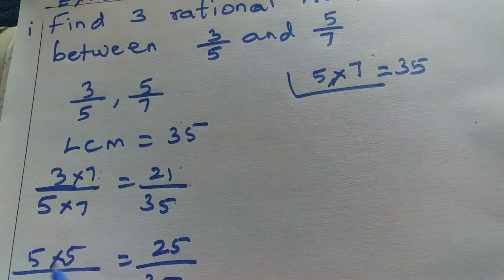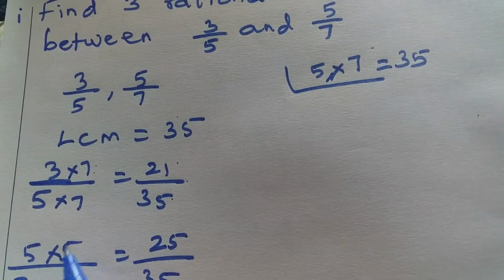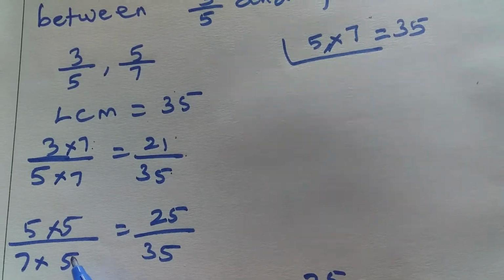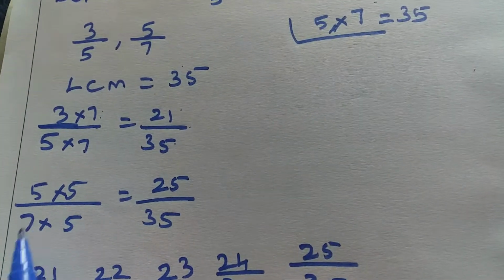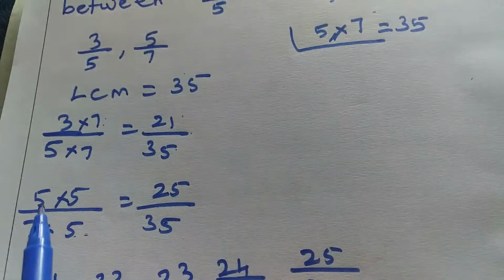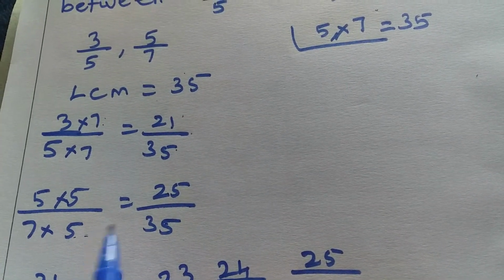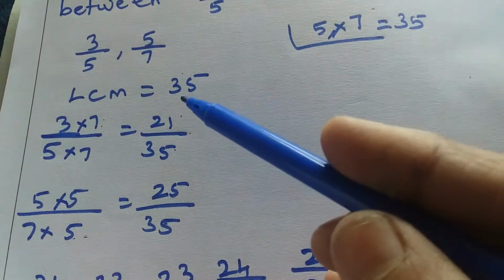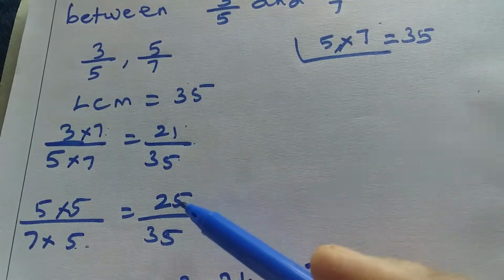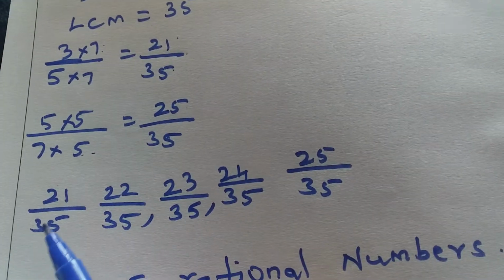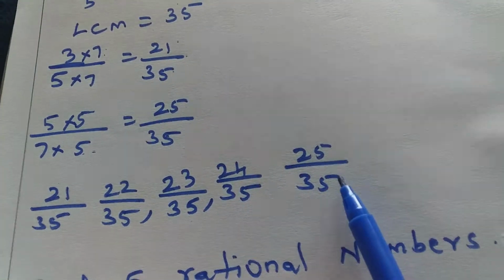Now take the second one, 5 by 7. Look at only the denominator. Numerators can be same or different. No problem. But only denominators have to be same to do the sums. Okay. Now 7 into 5 gives you 35. Multiply the numerator also by 5. 5 fives are 25 and 7 fives are 35. Now the numbers have become 21 by 35 and 25 by 35. So you have to find rational numbers between 21 by 35 and 25 by 35.